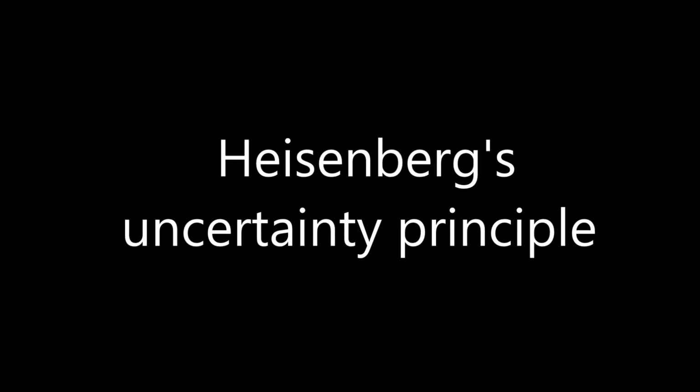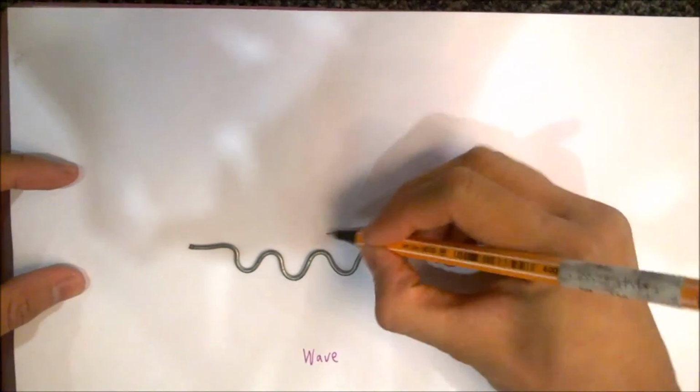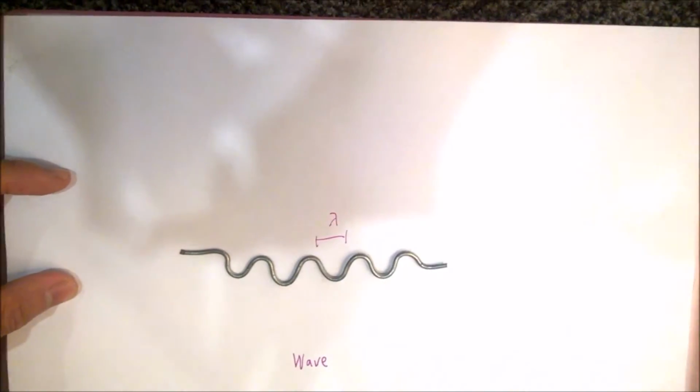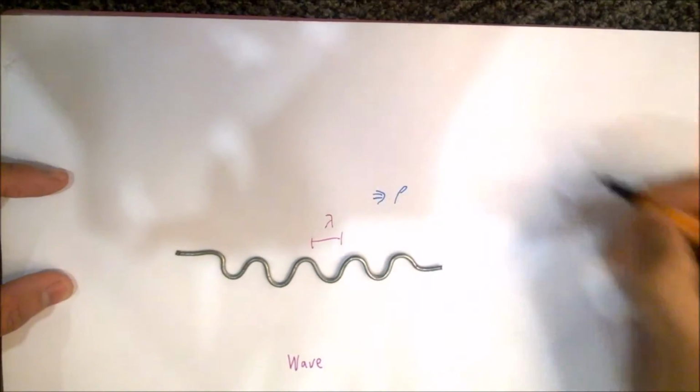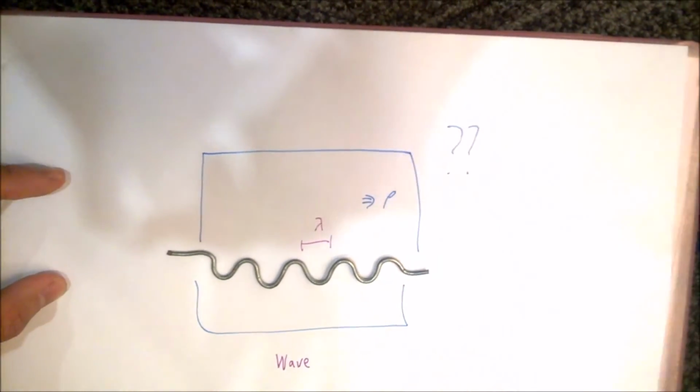Heisenberg's uncertainty principle states that the better we know about an object's position, the less we know about its momentum, and vice versa. This is true because everything in the universe behaves like a particle and a wave. Here's a wave. It has a wavelength, which gives us information about its momentum. However, we cannot assign it a specific position because a wave occurs throughout a region.